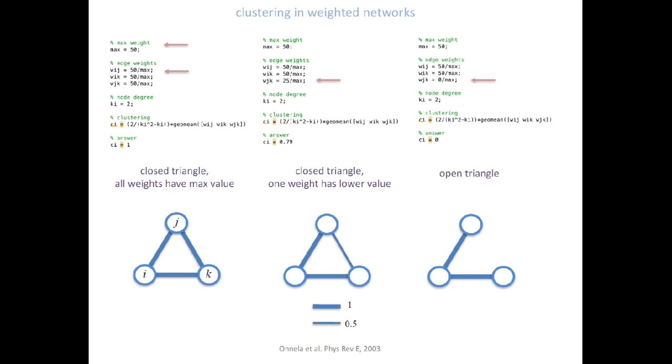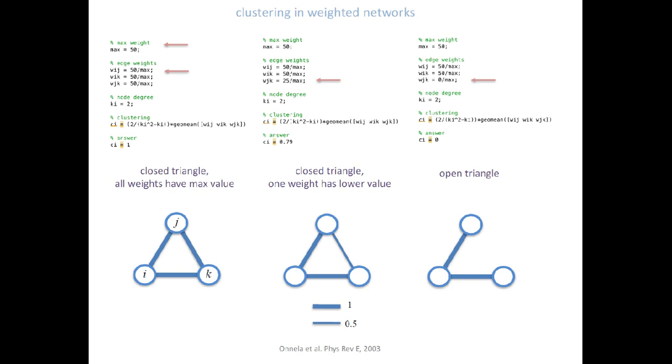Now take this triangle where we've got two edges that have a maximum weight and this edge has half that. So here, max weight is 50, I to J is 50, I to K is 50, J to K is 25, so it's half. Node degree is 2 again, put it through our equation, we get a clustering of 0.79. So it's a little bit less than this case, and that makes sense because in that case all the edges have maximum weight. In this case, only two edges have that, and one of the edges has a lower weight. So we get a lower weighted clustering.